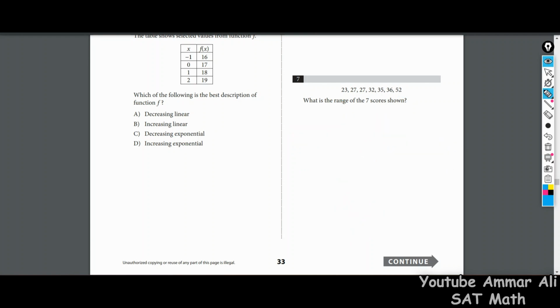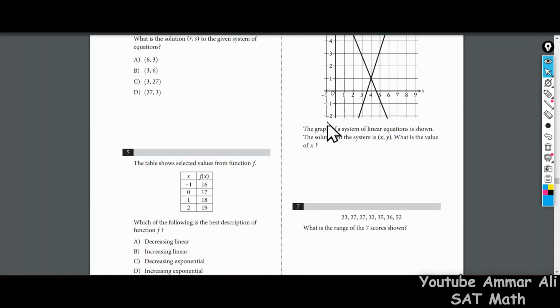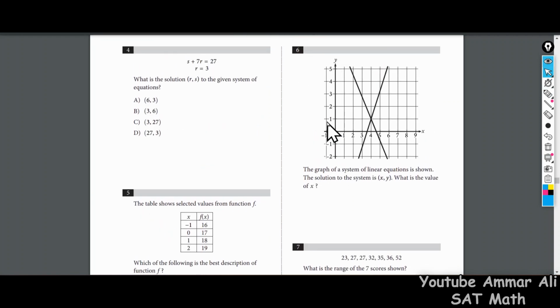Okay, moving on to question number 6. They're asking us for the x value of this solution of equations, and they give us the graph, right? Whenever you have a system of linear equations, the solution is going to be the intersection between the systems of equations, right? So we need to figure out where these points intersect. Here we know that they intersect right here. What is this point? This point is going to be 4, right? Because the x-axis has a 4 there, so it's at 4.